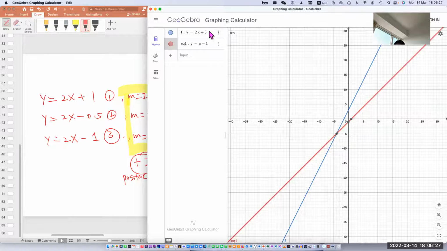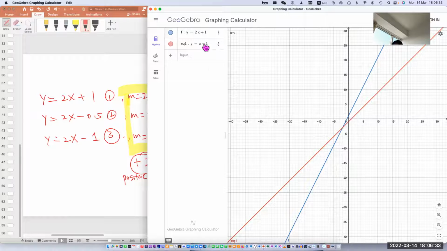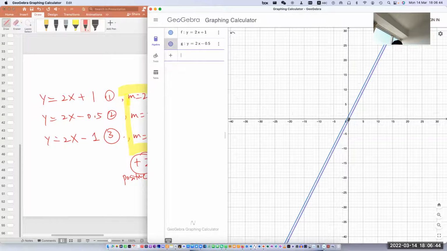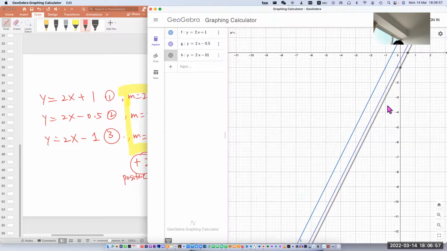All right. So first one, 2x plus 1. 2x minus. So I can delete this. Then let me just duplicate this. So I just need to change the minus 0.5. Then I duplicate one more time. This one will be minus 1. Okay, good. I have graphed all of this out. Okay, so let me zoom in.